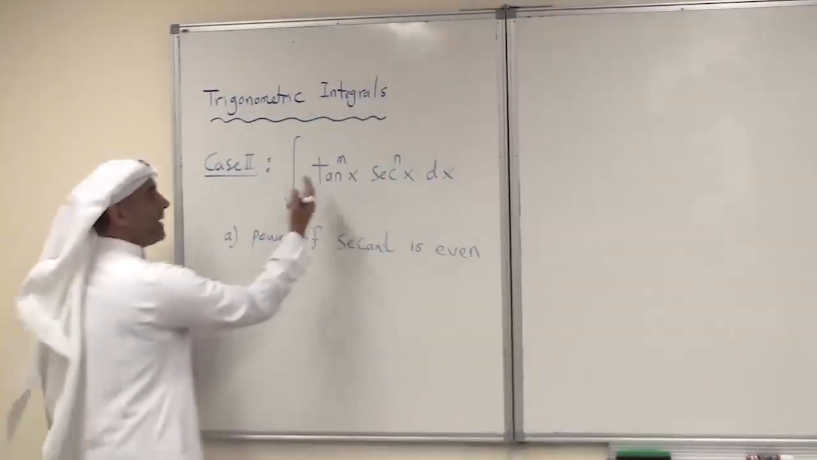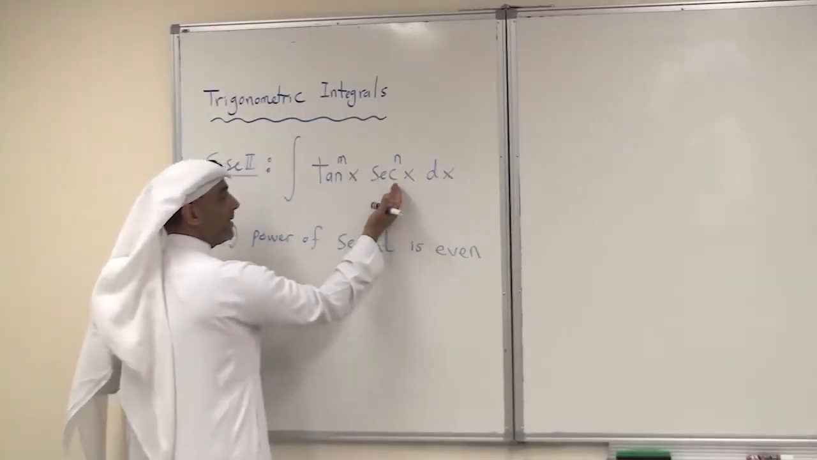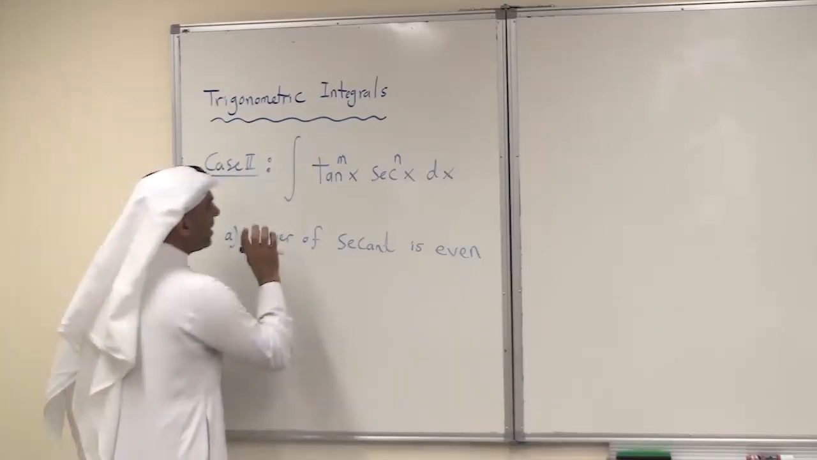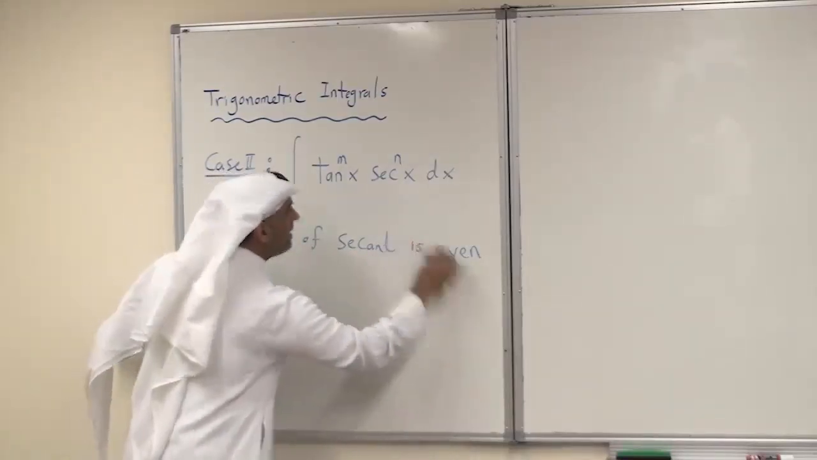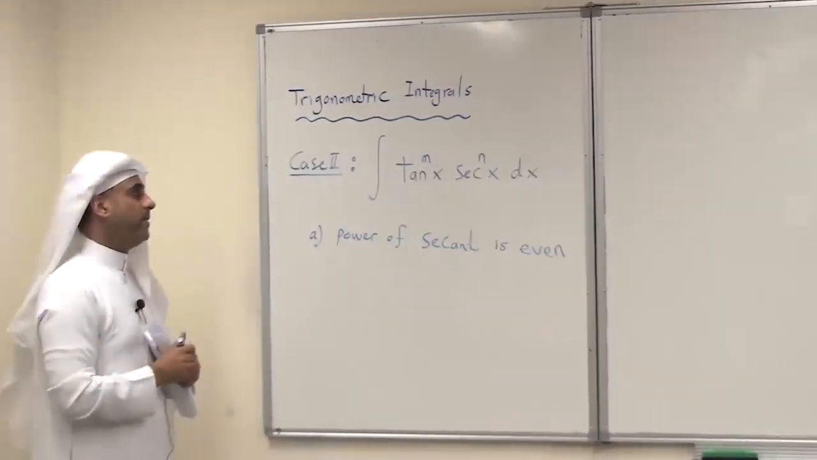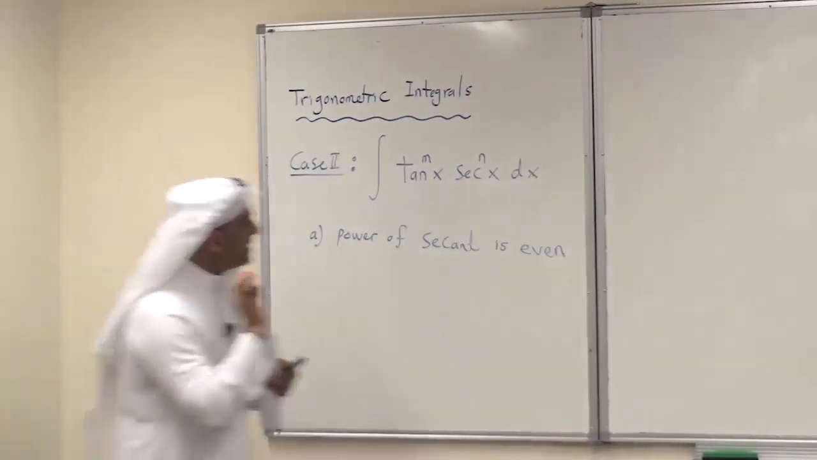If we have tangent, secant, we will discuss two cases now. The first one, what happened if the power of secant is even? This has an even power. Secant has an even power. What is the strategy here? I will just sketch it here.